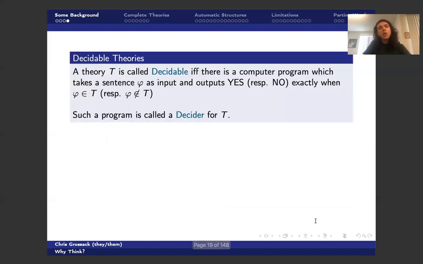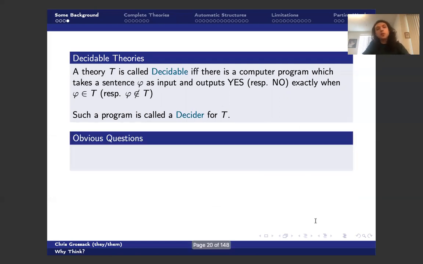Okay. So let's now get to the meat of the talk, which is the notion of a decidable theory. A theory is called decidable exactly when there's a computer program that takes a sentence phi and tells me yes or no whenever phi is or is not in T. And such a program is called a decider for T.